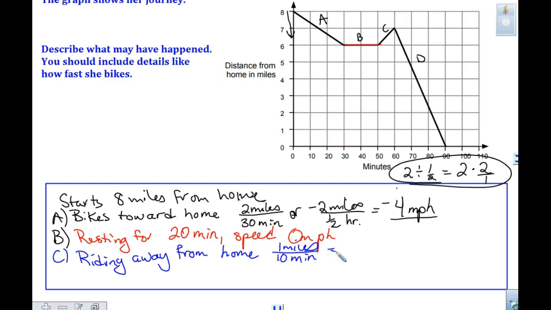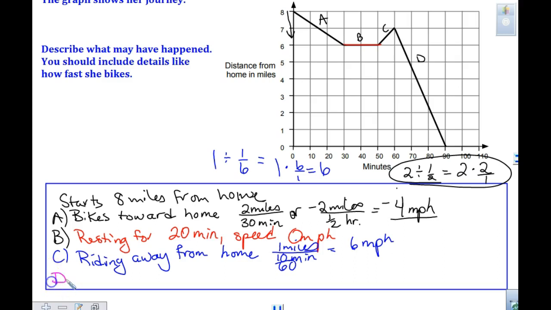What is that going to look like? If we take 1 and divide it by 10 minutes, how much of an hour is that? 10 over 60 is 1/6, right? So 1 divided by 1/6 means how fast are we going? Are we going faster than earlier? This is going to be 1 times the reciprocal of 1/6, which is 6 over 1, which gives us 6 miles per hour. So we're going faster now, right? So we started going towards home at 4 miles per hour. We rested for 20 minutes, going 0. Now we're going faster.